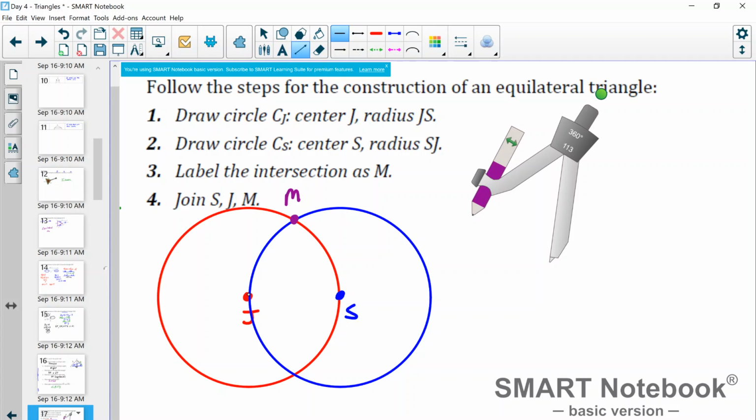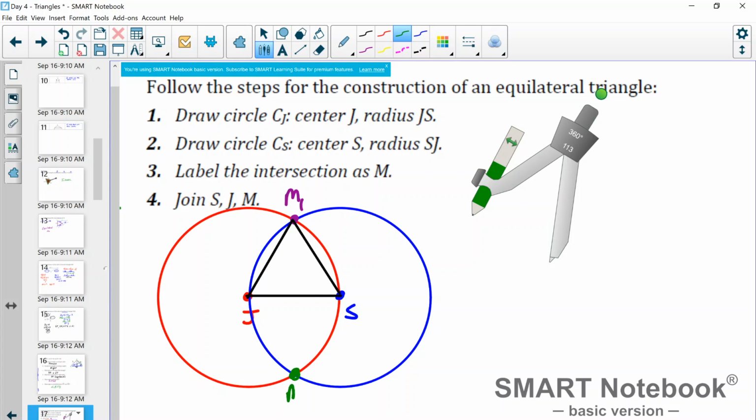And what I'll do now is connect J to M, M to S, and J to S. I've now created an equilateral triangle. And I could have gone the other way. I could have used the intersection down at the bottom as well. I could have said this was M instead. So I'll label this as M1.